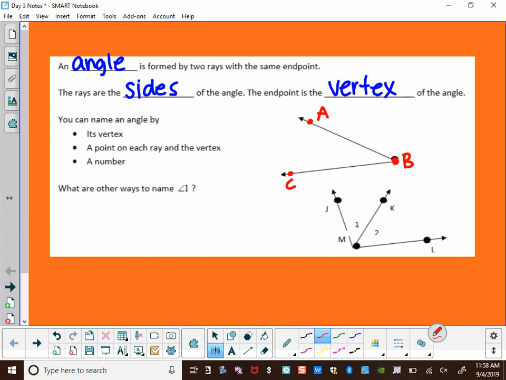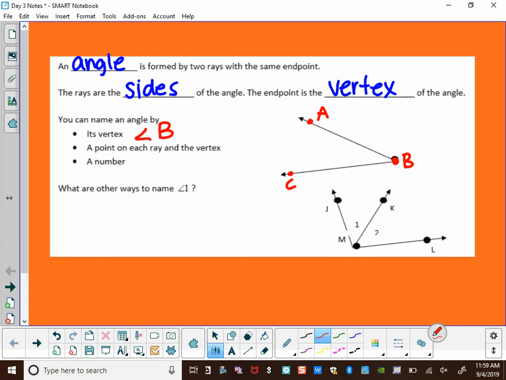So if I want to name this angle by its vertex, what's my vertex out of A, B, and C? B. Good. There's this little angle mark that we have to use, and this says angle B. We use that notation a lot.